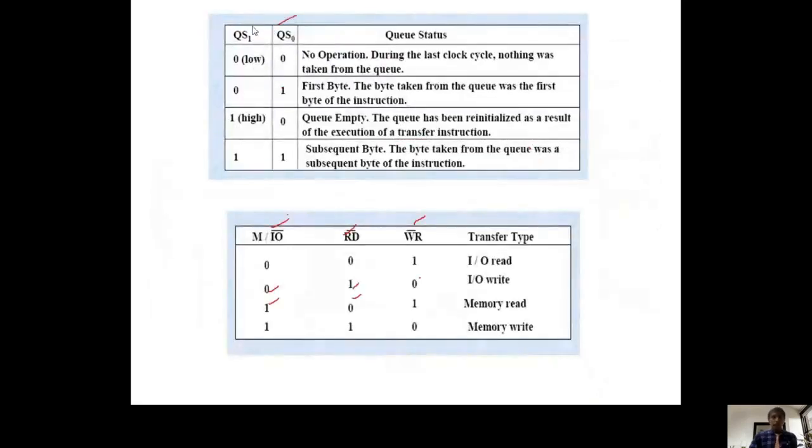In the table of QS0 and QS1, assume both are 0, 0, then there is no operation in the queue. The 6-byte instruction queue does not perform any operation if both are zeros. If it is the 0, 1 combination, the queue will take the first byte. The first byte will be fetched. If it is 1, 0, it indicates that the queue is empty. If it is 1, 1, then it fetches the subsequent byte, meaning the next byte, from the memory and loads it into the queue.